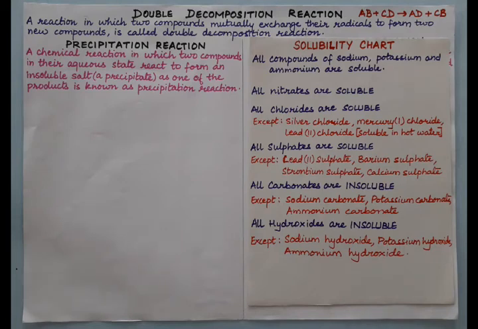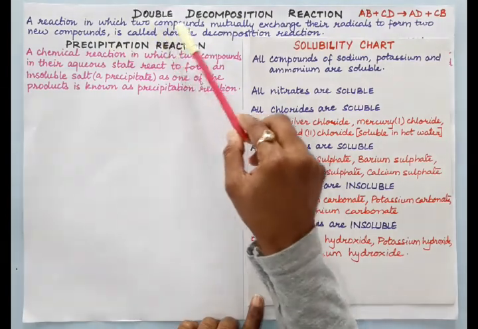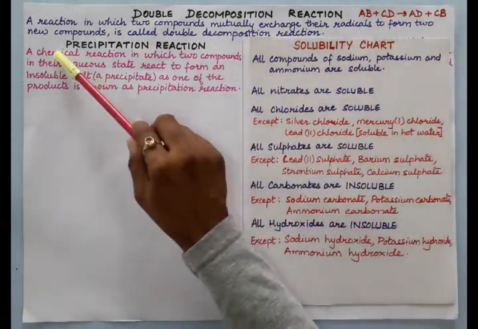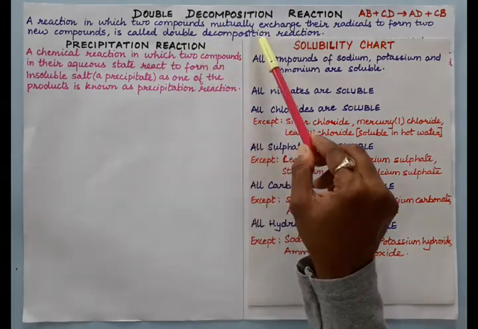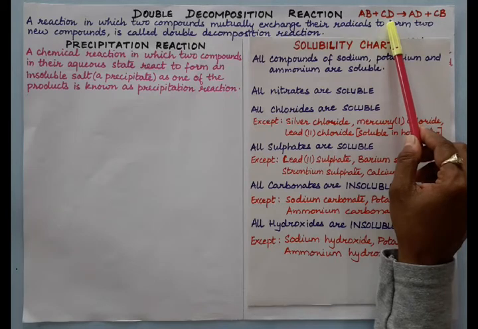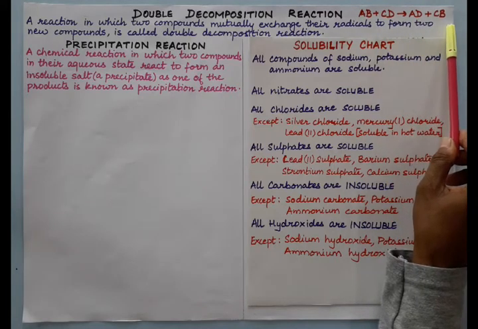Next type of reaction is double decomposition reaction. Now what is double decomposition reaction? See, when two compounds mutually exchange their radicals to form two new compounds, it is called double decomposition reaction. For example, AB reacts with CD to give AD plus CB.